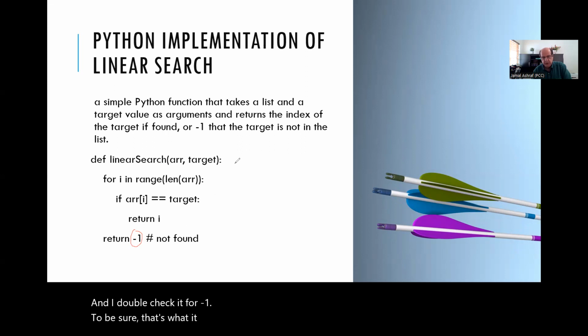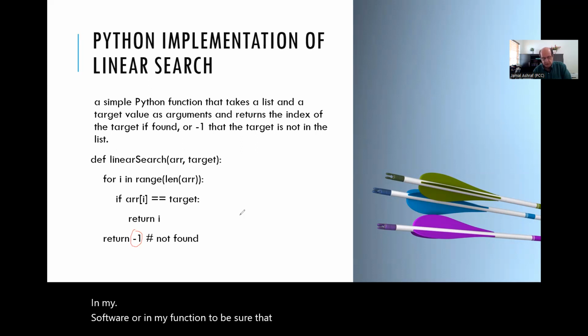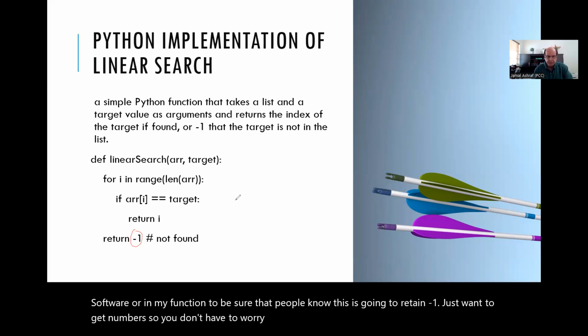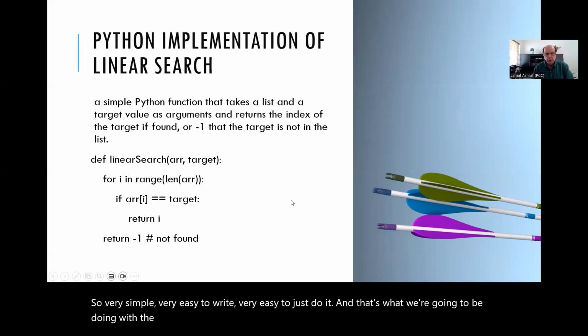And I'm definitely going to document it in my software or in my function to be sure that people know this is going to return -1. Just want to get numbers. I don't have to worry about string versus numbers. So very simple, very easy to write, very easy to just do it. And that's what we're going to be doing with the linear search.